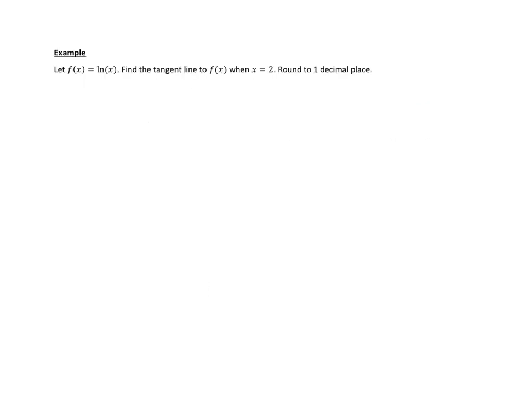Okay, we had that other rule that the derivative of the natural log of x equals 1 over x. So we're going to use that here to write the equation of a tangent line. Y equals mx plus b. And we want to do this when x equals 2. So the first thing we need to find is m, which is really the same thing as f prime of whatever x value we want to use. So f prime of 2.